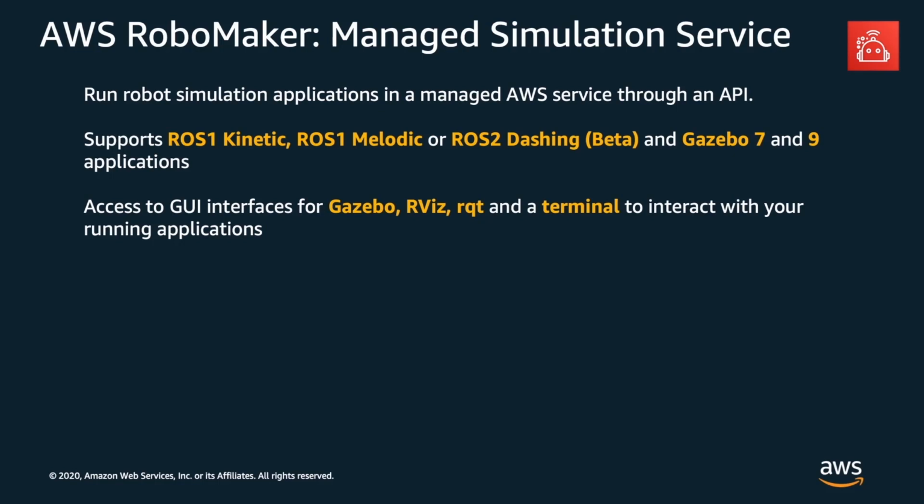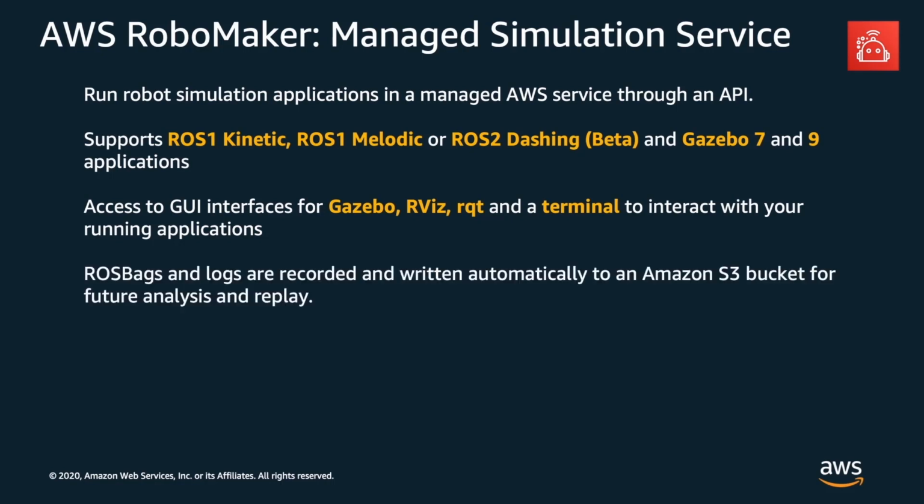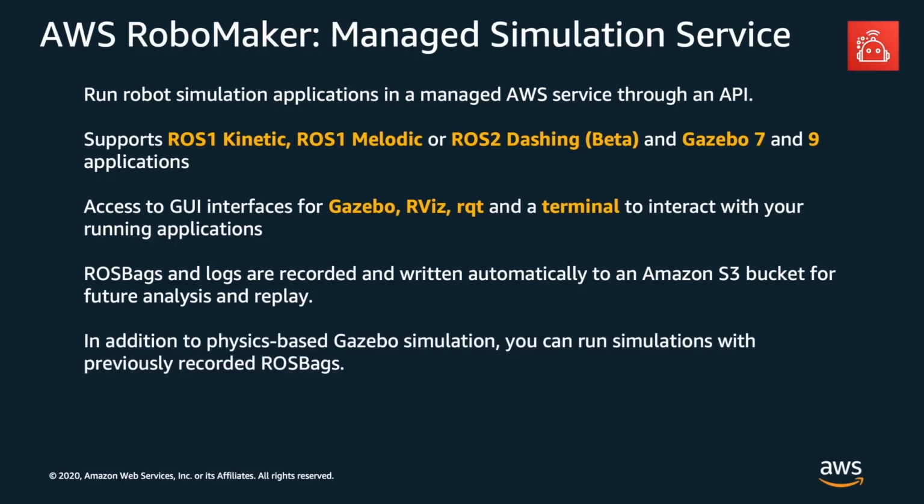You can also run a GUI with your simulation or robot applications and stream that GUI through those applications. All the logs, including ROS bags, are automatically recorded and written to Amazon S3 for further processing and replay. In addition to the physics-based Gazebo simulation, you can also run simulations with previously recorded ROS bags.